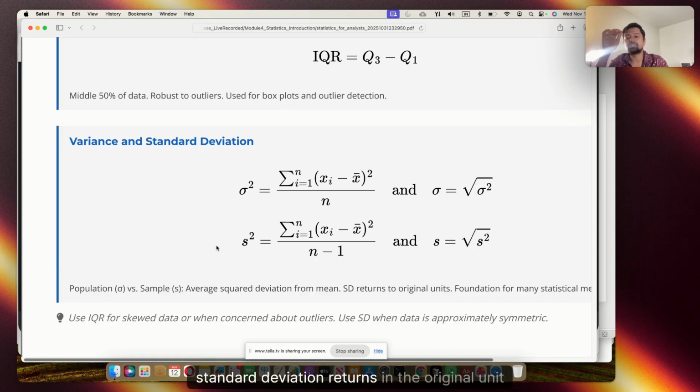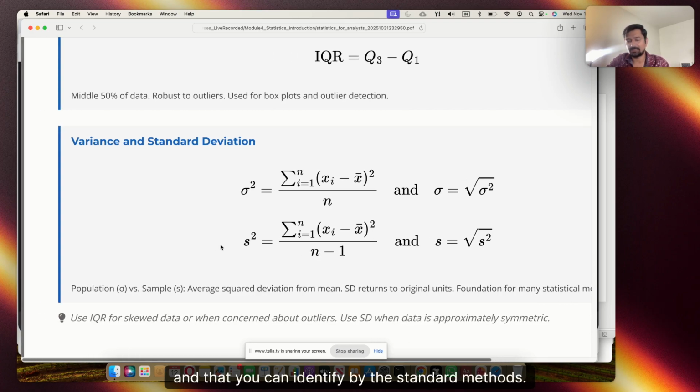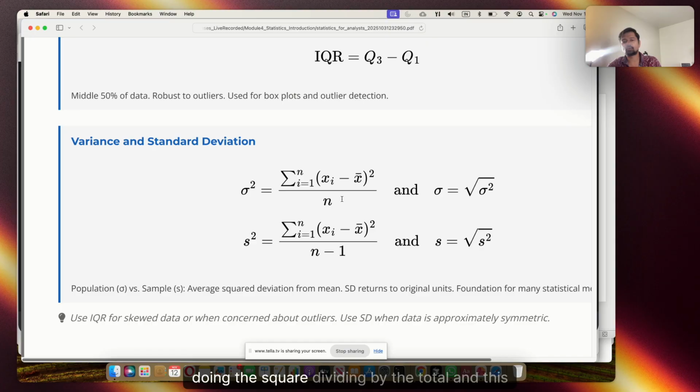Standard deviation returns in the original unit, and you can identify it by the standard methods. So ultimately you are trying to identify how much is the variance, how much is the spread in the data, by taking one value, subtracting the mean from it, doing the square, dividing by the total, and you do this for all the instances. That's how you compute the complete variance in the data. And then you go for the standard deviation.